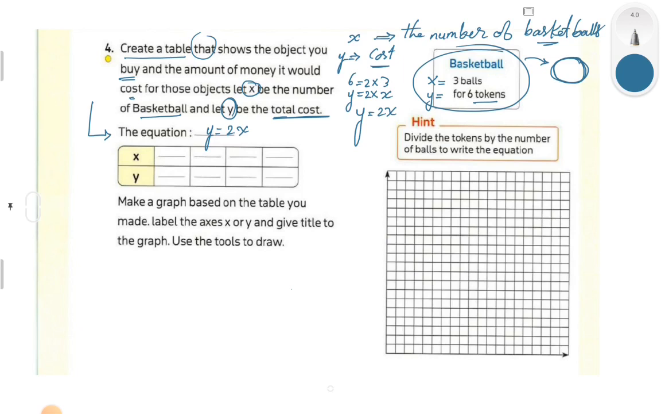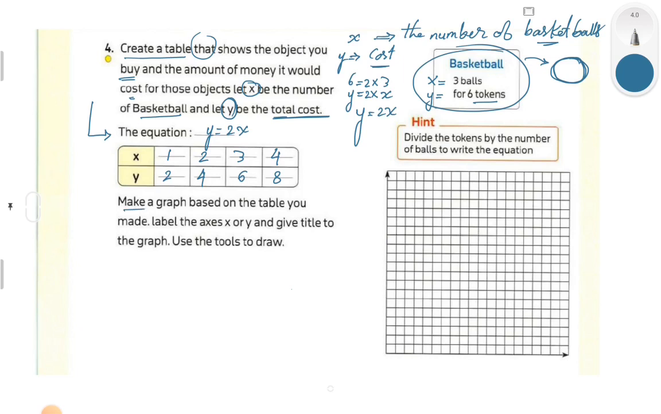If you need to pay, as an example, for one ball, x equals 1. Put 1 instead of x. 2 times 1 equals 2. If you need to pay for 2 balls, you will pay, or the cost, 2 times 2 equals 4. 3 times 2 equals 6. 4 times 2 equals 8. And so on. Okay?